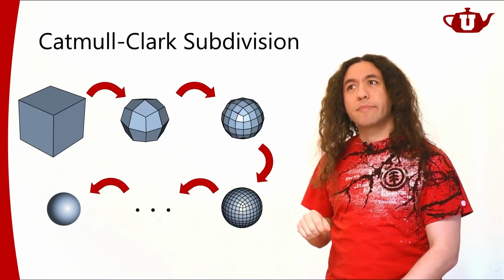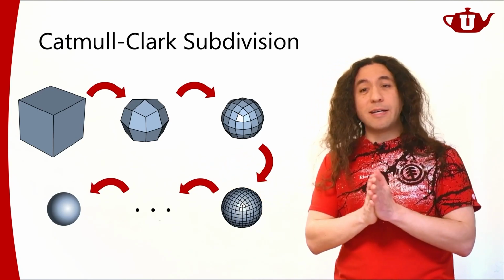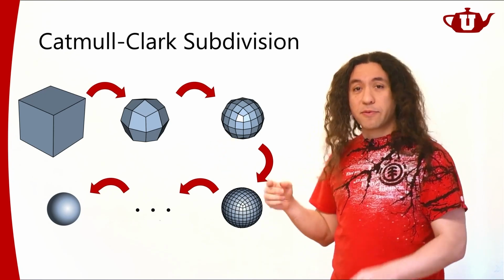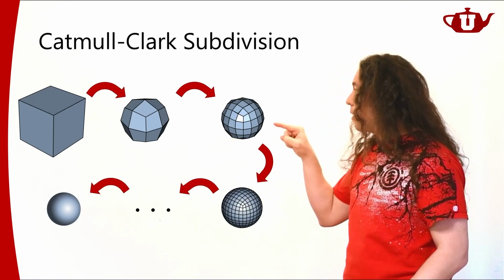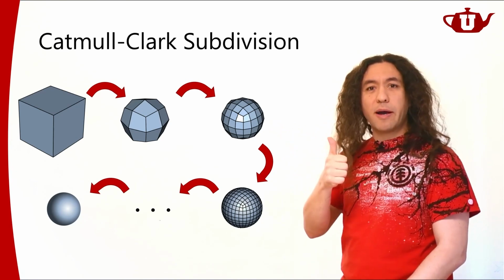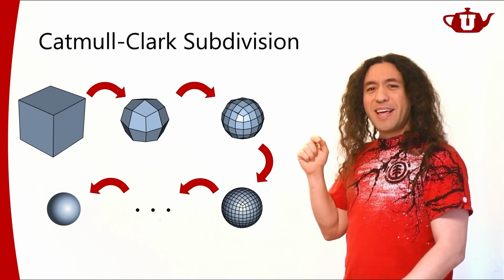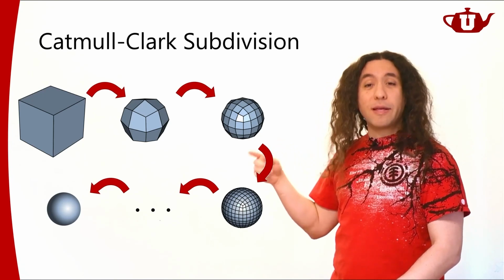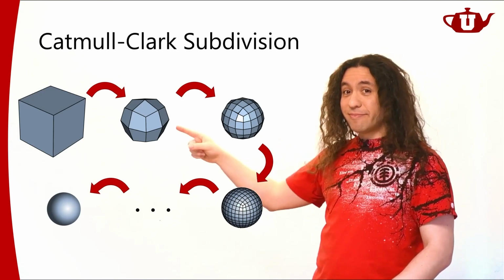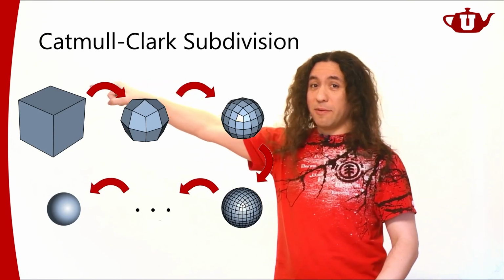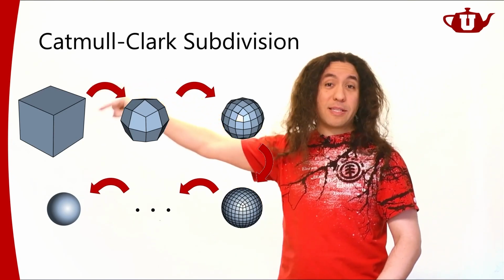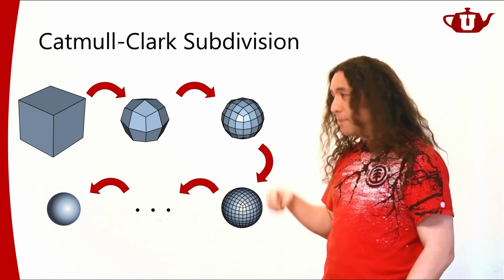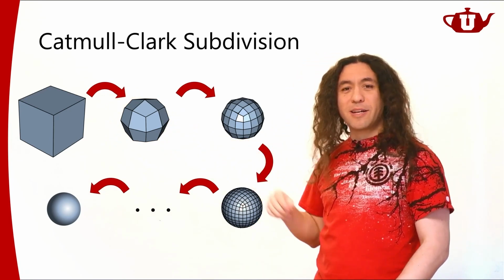How do I say? These are vertices that don't have 4 edges coming out of them. So all vertices here with 4 edges coming out of them are going to be fine. But if there's a vertex that has less than or more than 4, like the corners of the original cube, which have just 3 edges coming out of them, yeah, they're going to be extraordinary vertices.